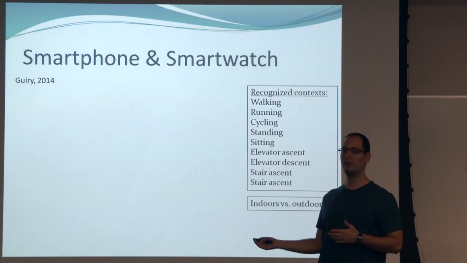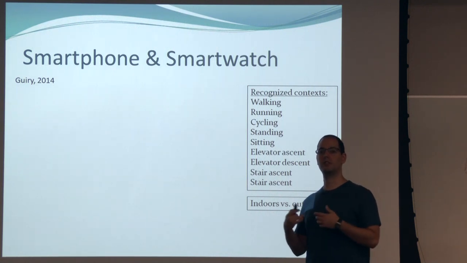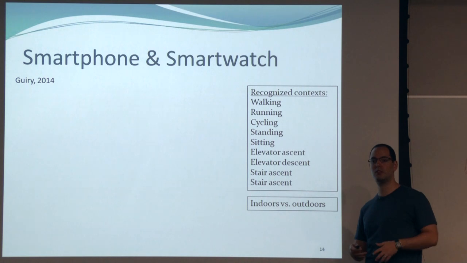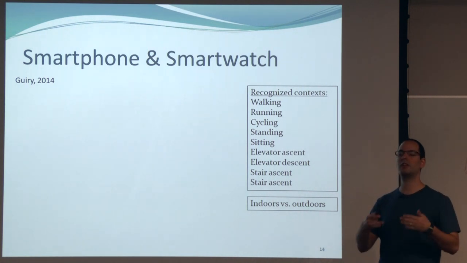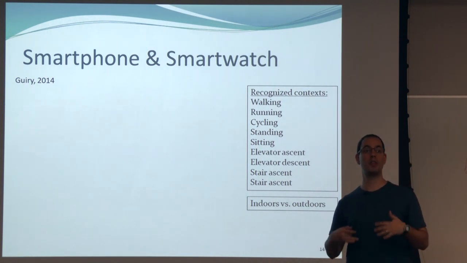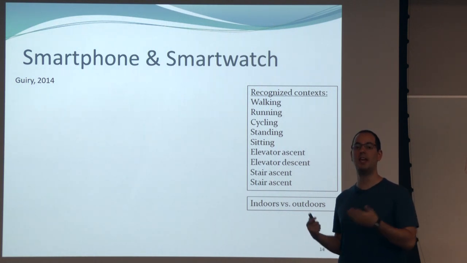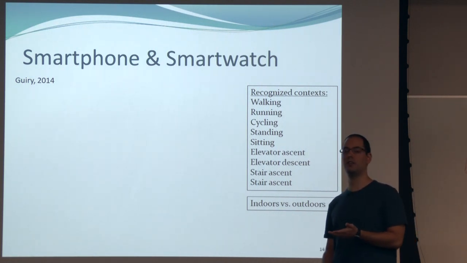So other studies used smartphones and smartwatches. They're carried around everywhere by the users. They're very intimate devices, and they're getting more and more equipped with a lot of different sensing modalities. So they're a very nice agent for recognizing context.